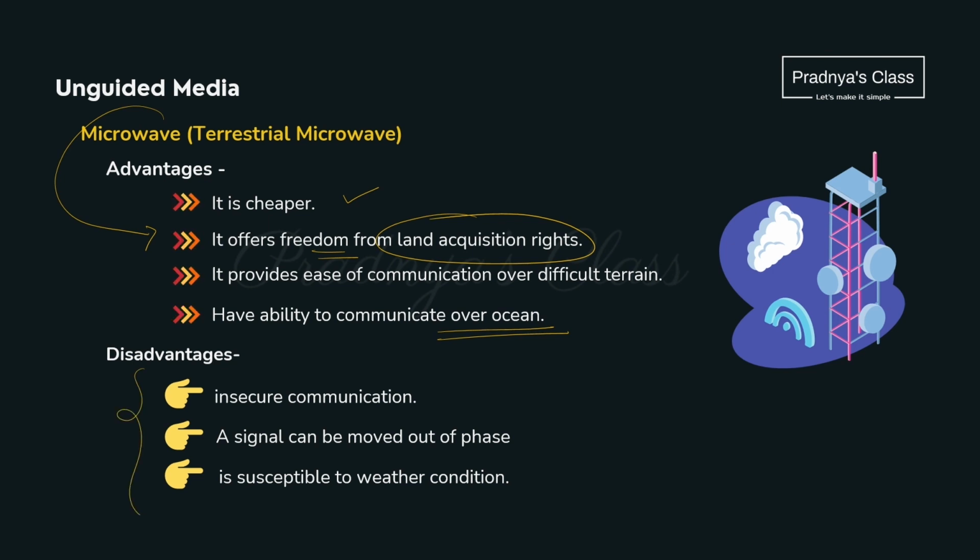Now look at some of the disadvantages. The communication is insecure. Why? Because it can be moved out of phase. And the communication may be affected by weather conditions like rain, thunderstorm.